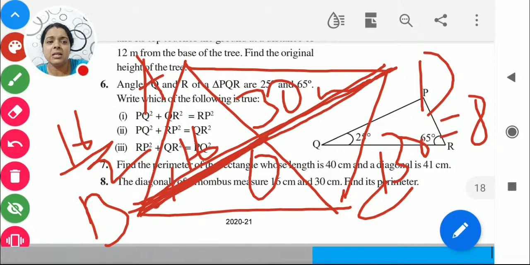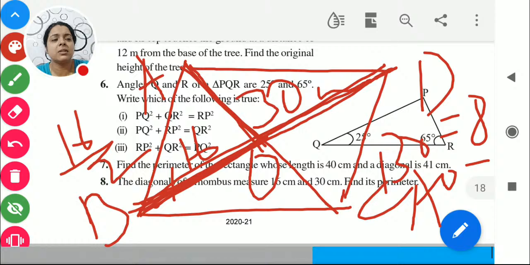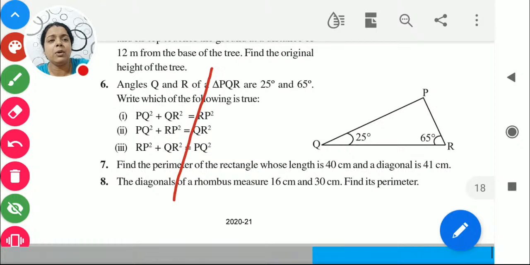BO is 8. AO is half of 30, which is 15, right? AO is 15. So how can we find it out? We'll just see here.